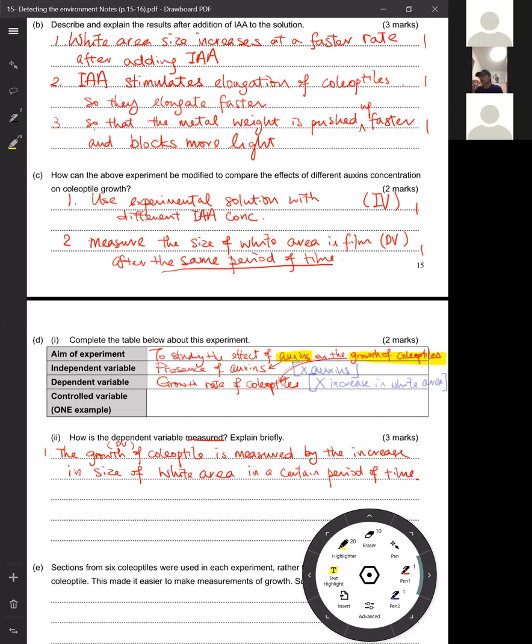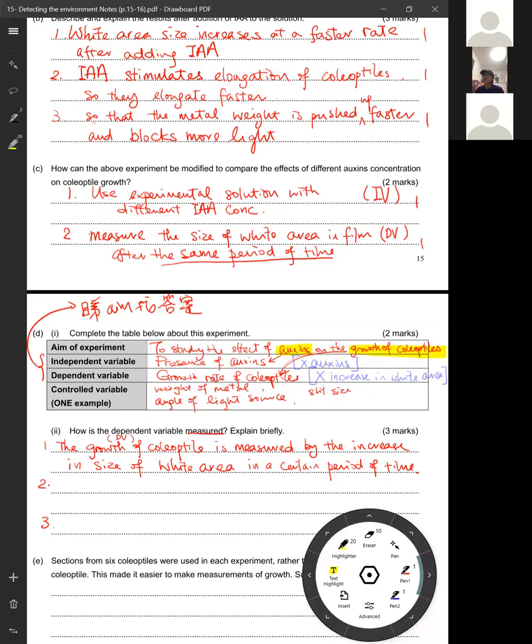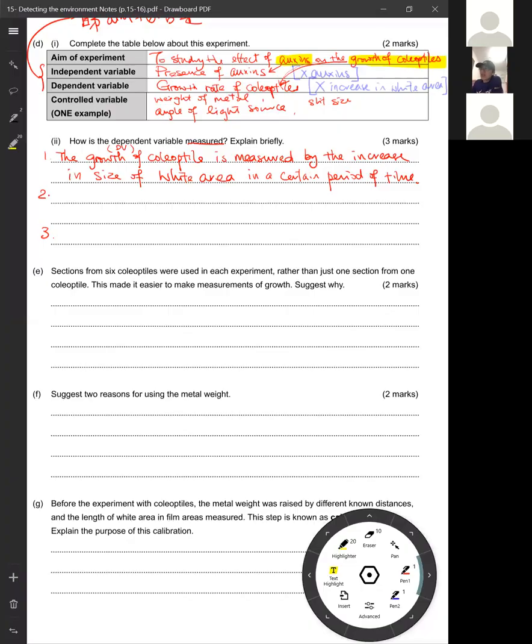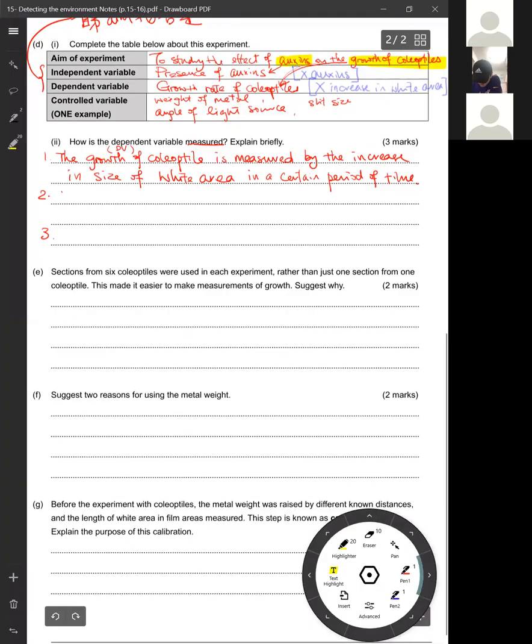I could use a ruler to measure the length change, which is another kind of measurement. But the aim says I want to see the growth of coleoptile, which is the ultimate dependent variable. After identifying the measurement, you have to explain why this measurement can tell the dependent variable. That means in this case, why the white area can tell the growth rate. The explanation is the same as part A. You just have to tell me that when the coleoptile elongates, the metal weight rises.